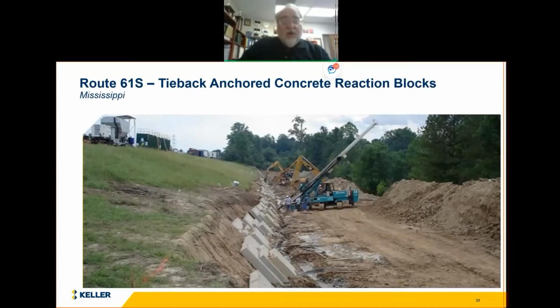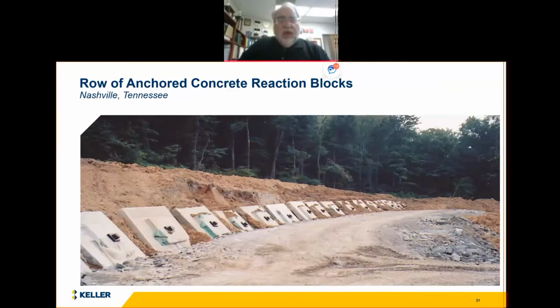So there were 5 rows of these anchors. This was a massive landslide. I believe it was about 40 acres that were sliding. And here you see the upper row and actually a couple of different drill rigs drilling deep tieback anchors. These anchors were as deep as 275 feet. Incredible landslide. And this just shows the use of those tieback anchored reaction blocks.